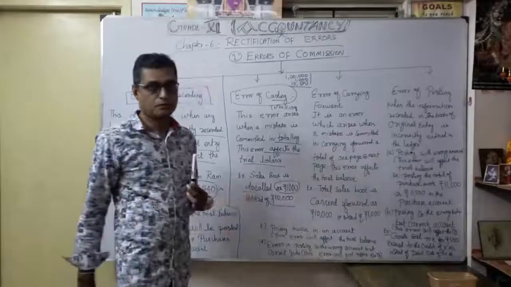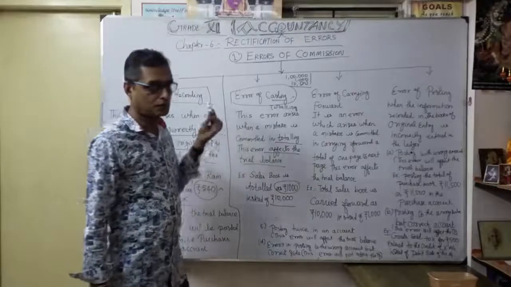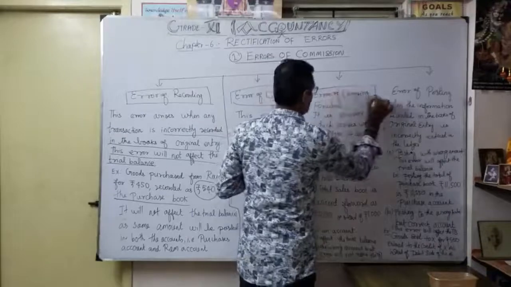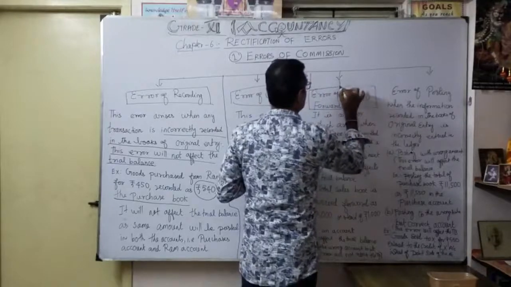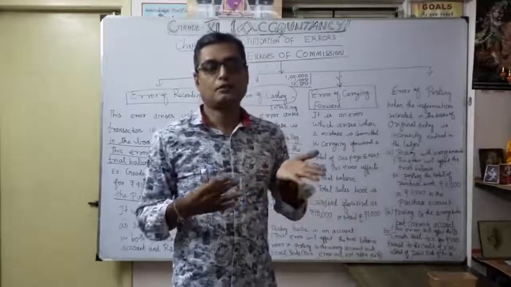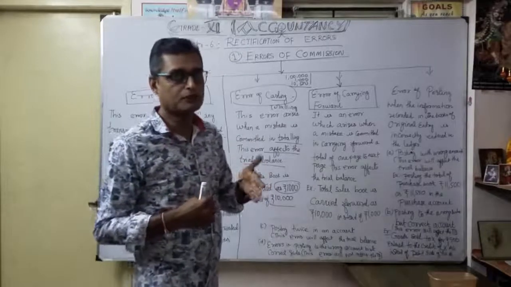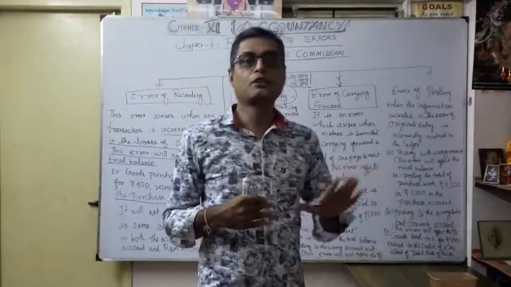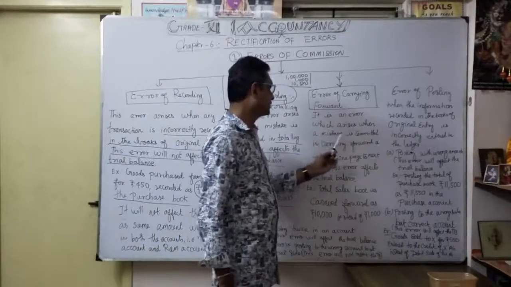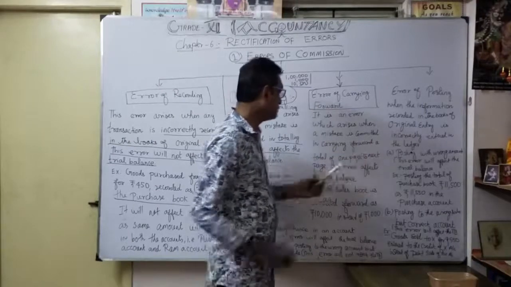Sales book. Okay. Now the third one, after error of recording and error of casting: error of carrying forward. See, it's a very important one. It will happen naturally. So what is carrying forward? Whatever amount we entered in a book as a total, when you go to the next page, we write it wrongly. Understood? It is an error which arises when a mistake is committed in carrying forward a total of one page to the next page.